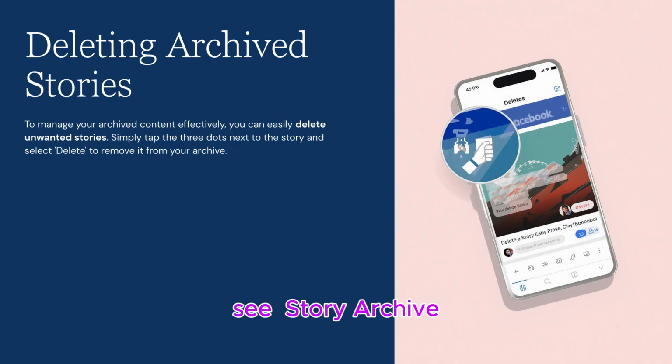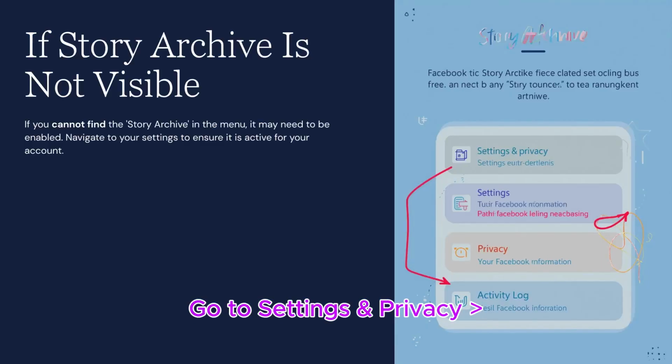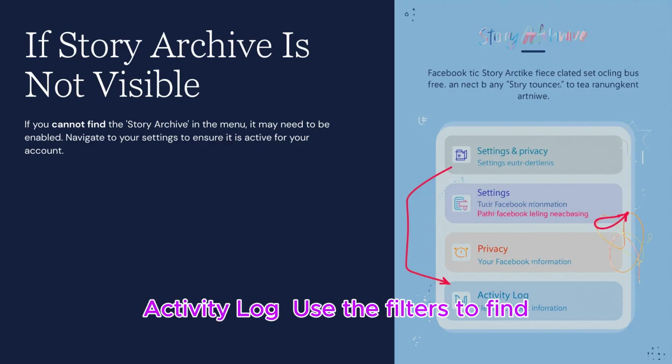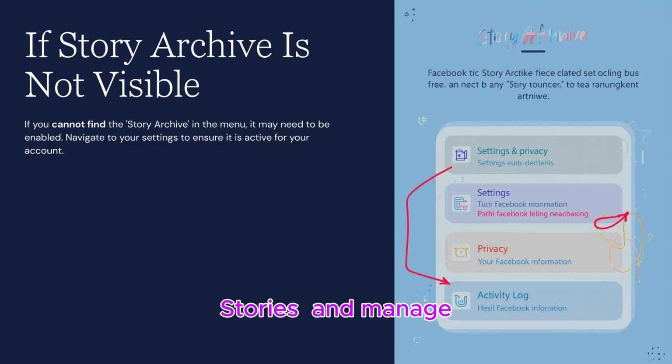If you don't see Story Archive in the menu, you may need to enable it. Go to Settings and Privacy, Settings, Privacy, your Facebook information, Activity Log. Use the filters to find stories and manage them there.